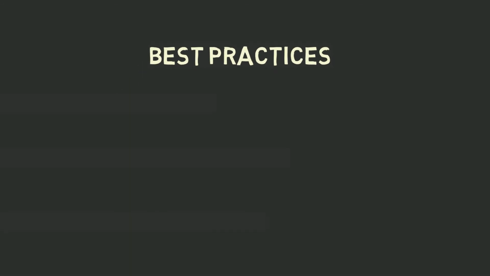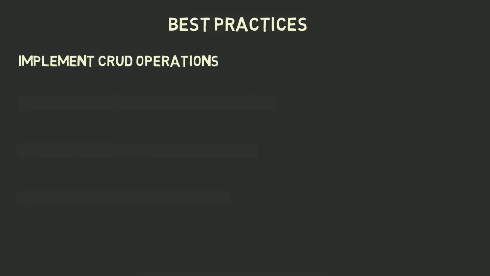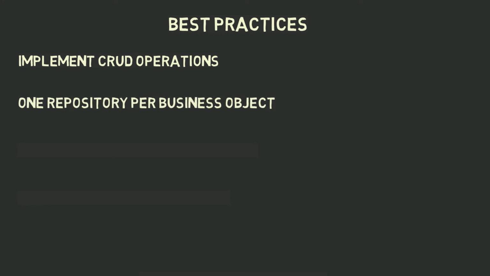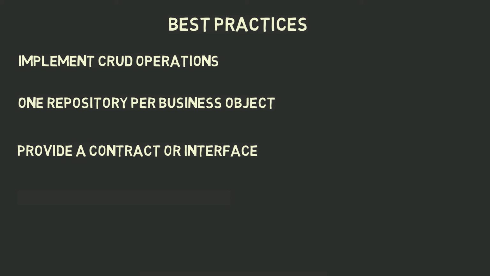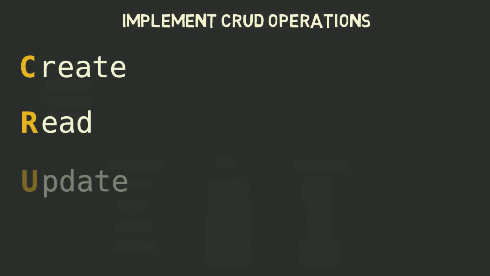Let's look at some of the best practices and concepts to consider when starting to write your own repository implementations. Implement CRUD operations. Have one repository per business object. Provide a contract interface. And use generic implementations. When writing implementations for our repositories, they should be designed to handle CRUD operations. CRUD stands for Create, Read, Update, and Delete.